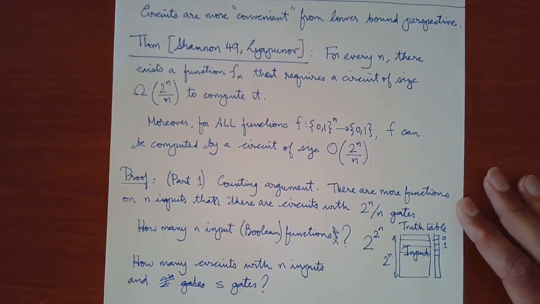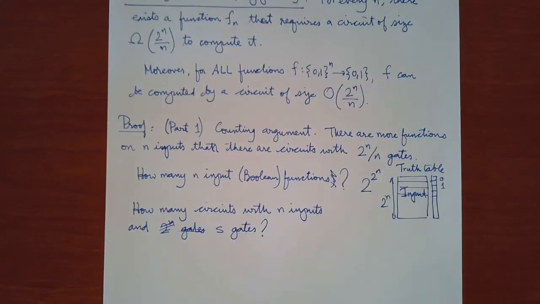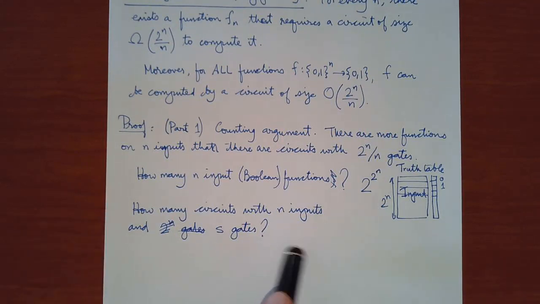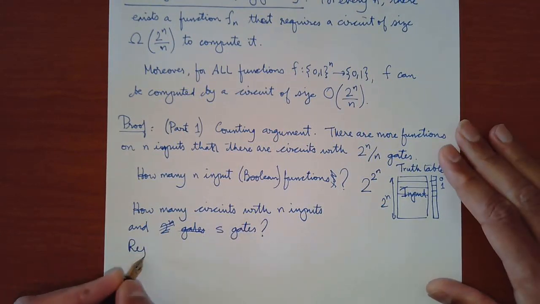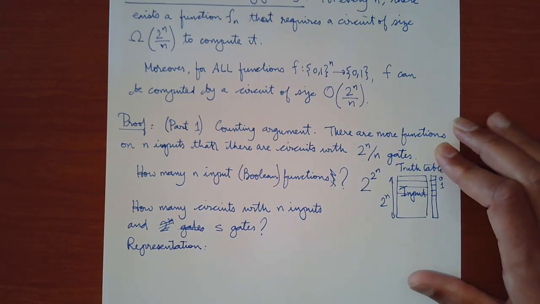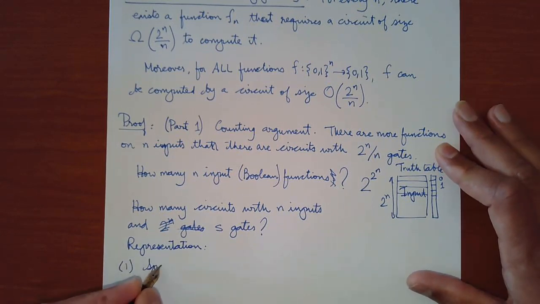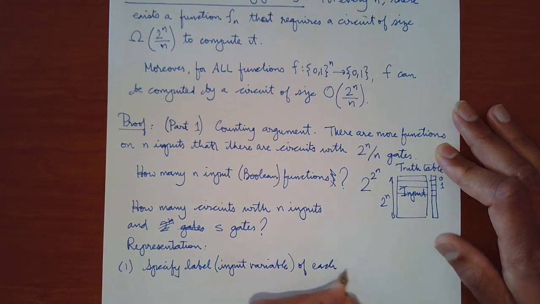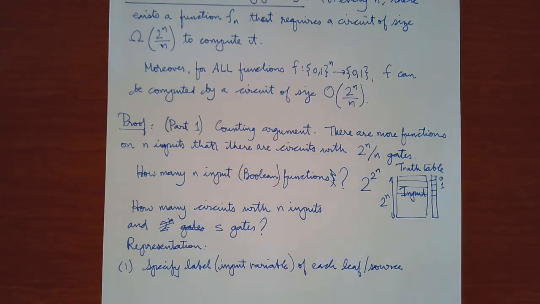Okay, so let's think about, abstractly speaking, how do you represent your circuit? Well, for every leaf, you have to specify which input is associated with the leaf. So the representation: one is you specify the label, which is the input variable, of each leaf. I call it a leaf, but it's basically a source in the DAG.